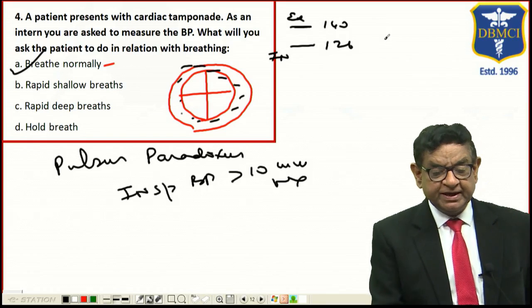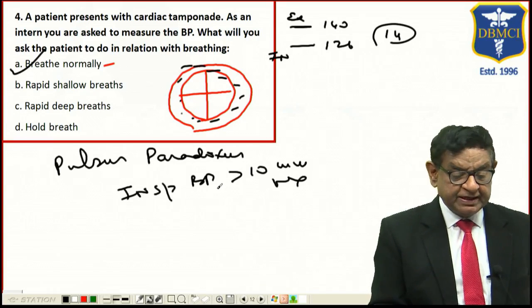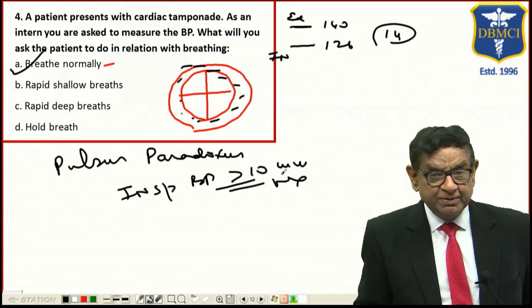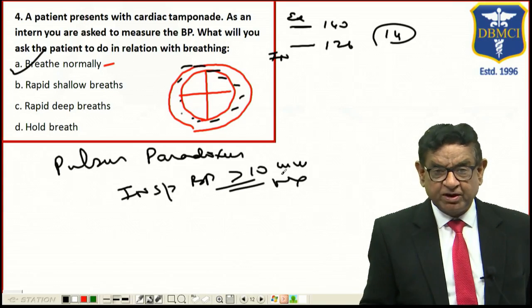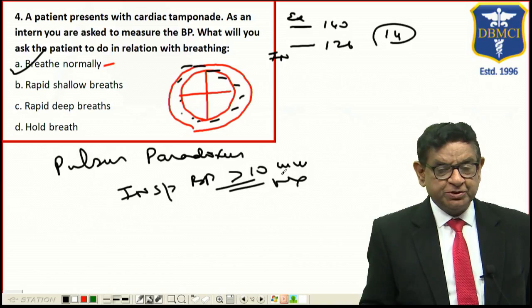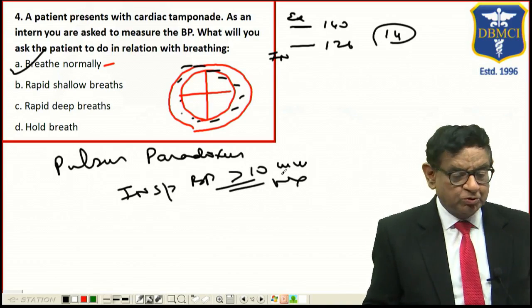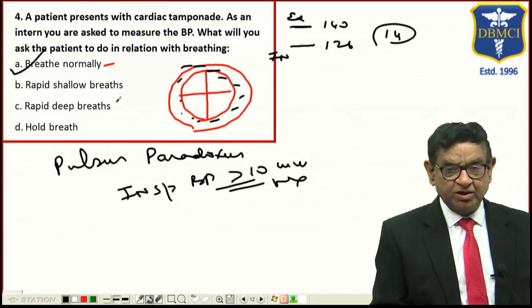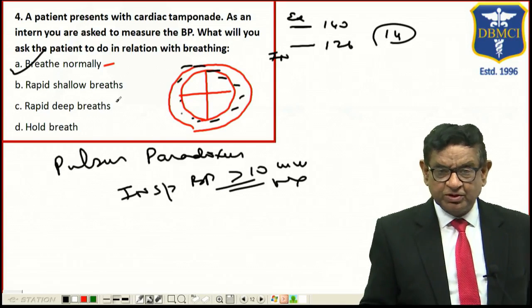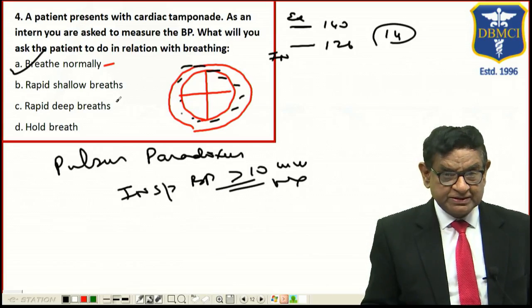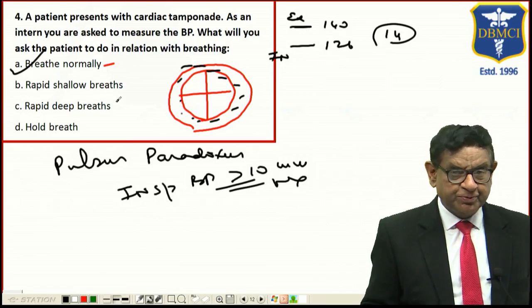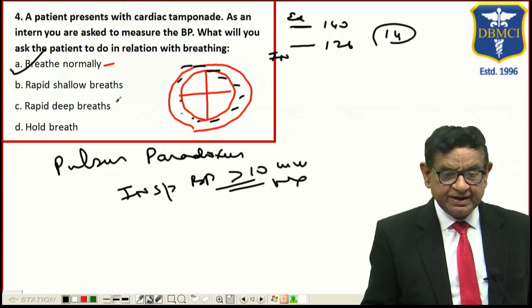The fall of BP here is 14, that is more than 10 millimeter of mercury. So we are able to elicit pulsus paradoxus. That's why the patient should always be asked to breathe normally. There's no point in shallow breathing, deep breathing, or holding the breath, because we want to look for the very important sign which will give a clinical clue to the case of cardiac tamponade.